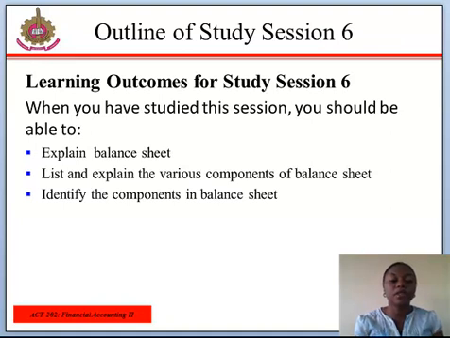At the end of this study session, you should be able to explain balance sheets, explain and list the various components of balance sheets, as well as identify the components in the balance sheet.